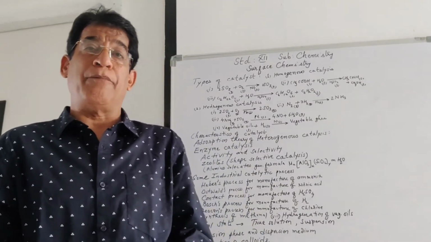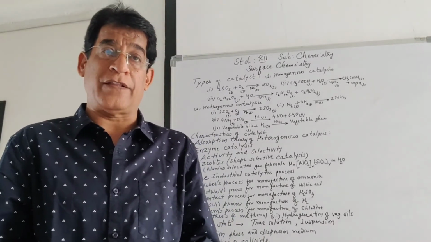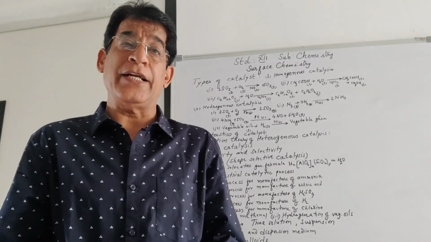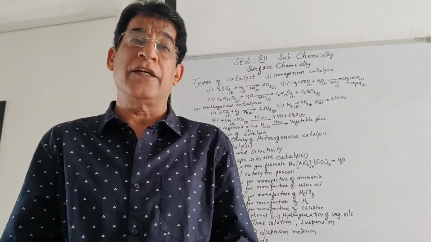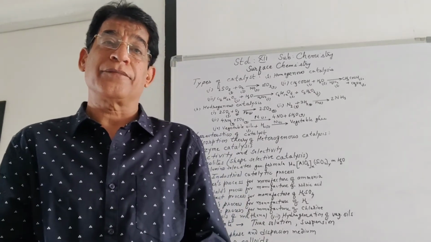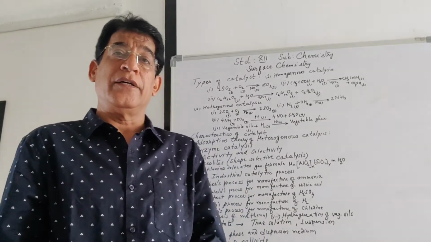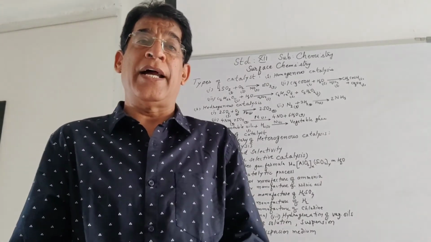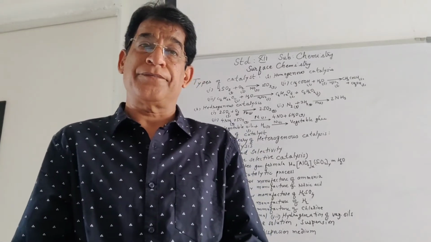Classification based on types of particles of dispersed phase. Depending upon the types of the particles of the dispersed phase, the colloids are classified as multimolecular colloids and macromolecular colloids.